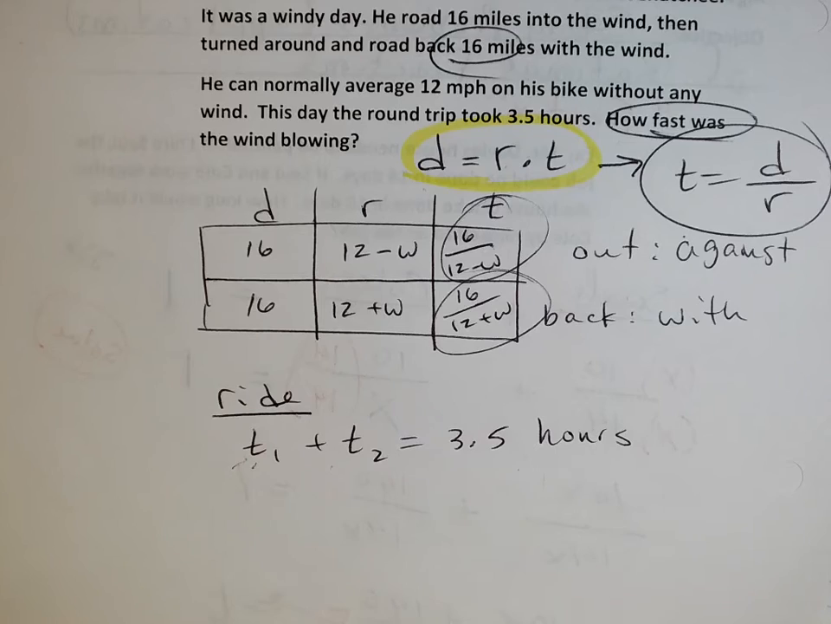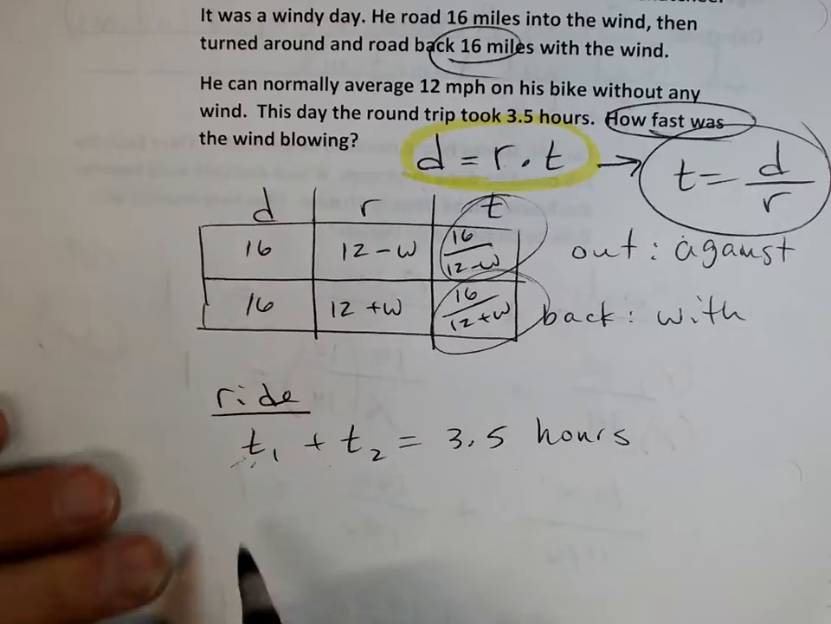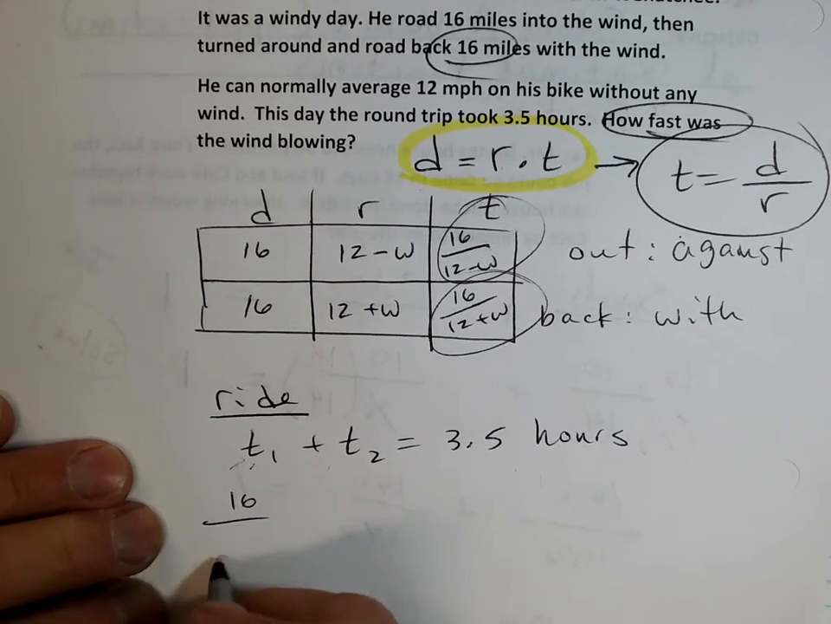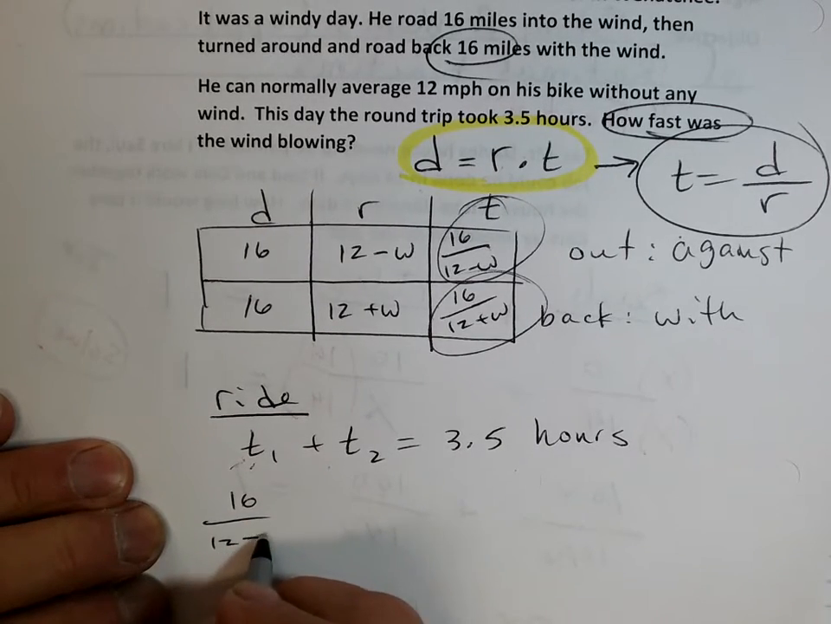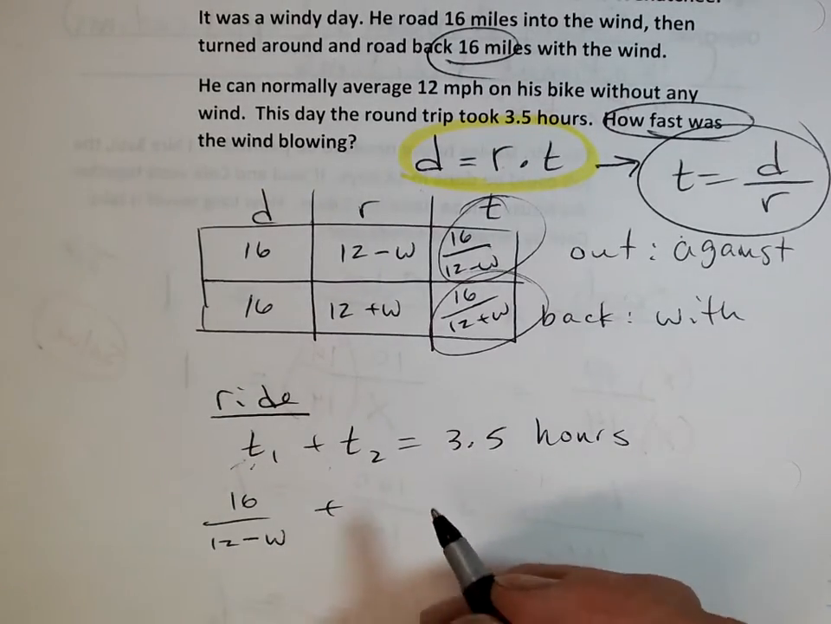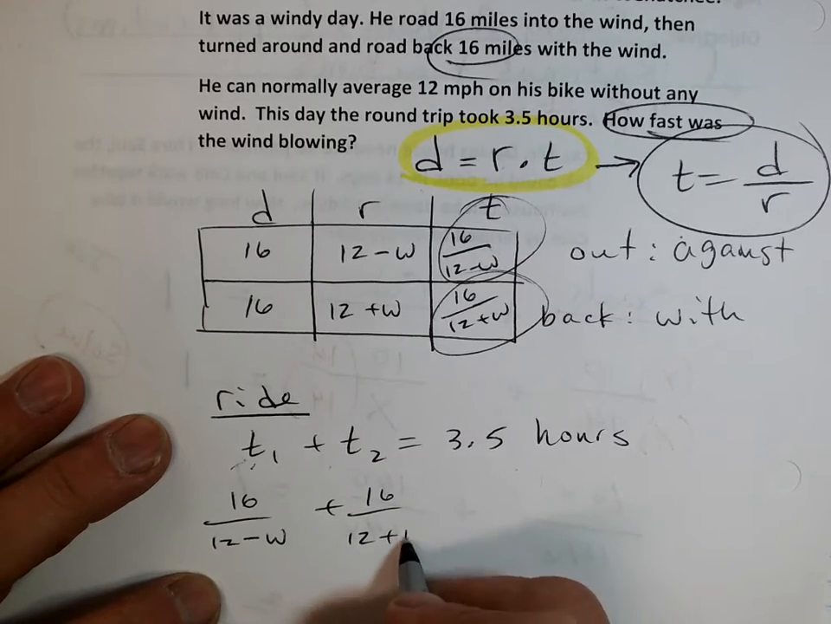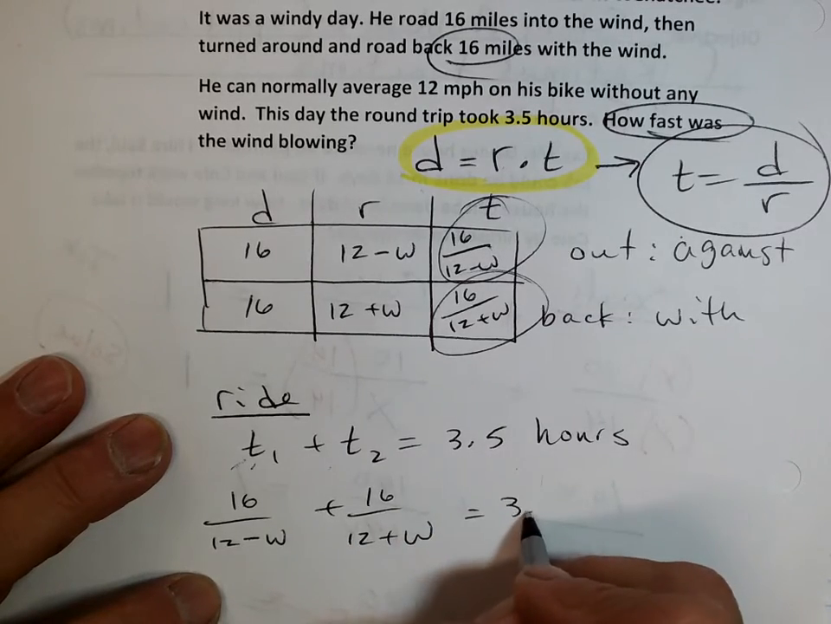Okay, so far. So this is going to be my time 1, time going out. Time 1 is going to be 16 over 12 minus W. Okay, that's against the wind, plus my time back, which is going to be 16 over 12 plus W, equals my round trip, 3.5 hours. Okay?